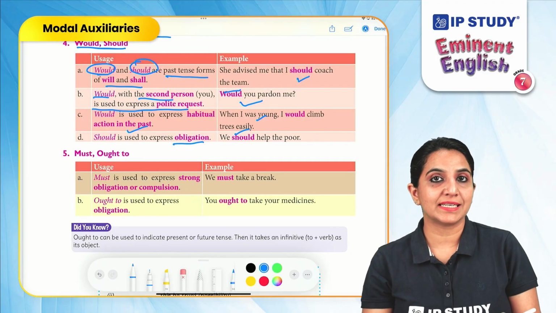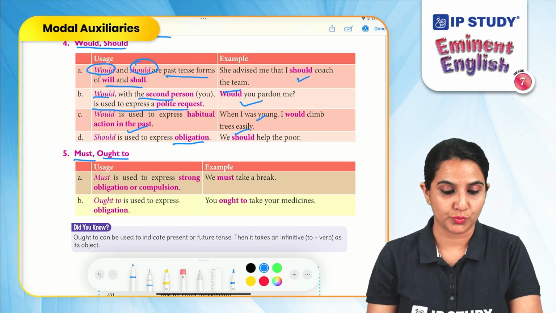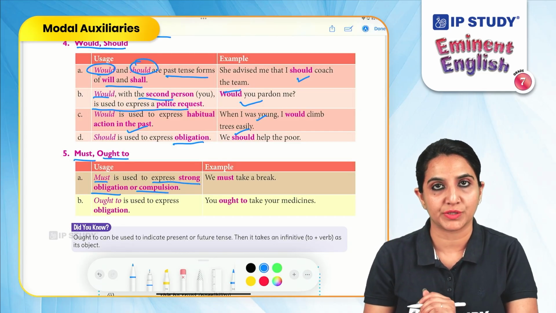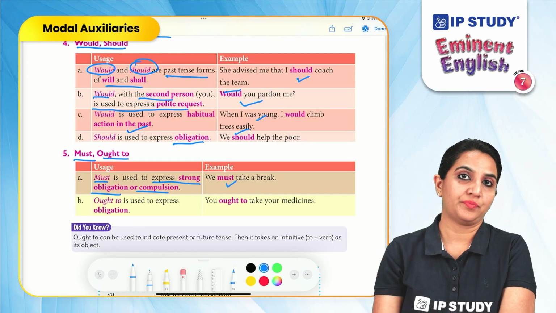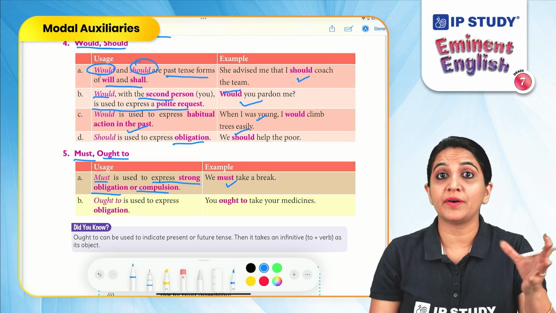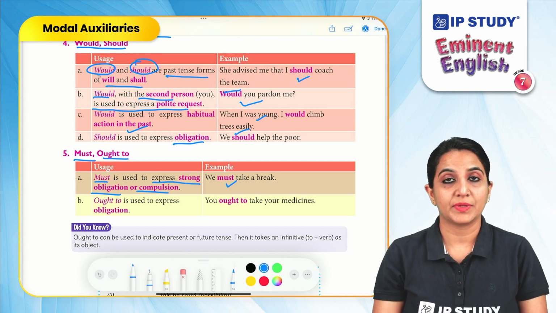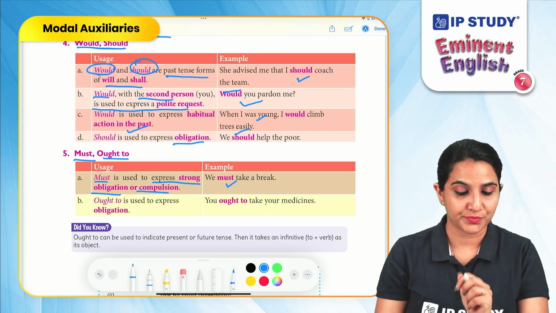Next, we will discuss modal auxiliaries, must and ought to. Must is used to express strong obligation or compulsion. For example, we must take a break. We must wear helmets while driving the motorcycle. So, must expresses the obligation.